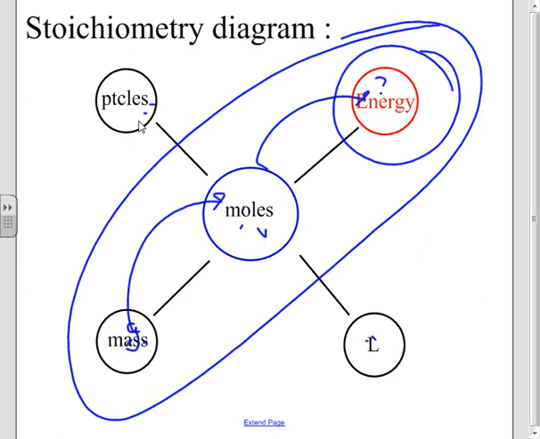I can give you a certain number of kilojoules. You can calculate to moles, then calculate to grams. And so that is what we will be doing here.